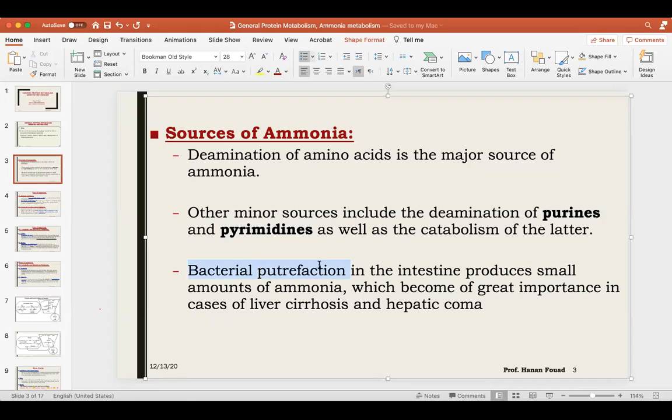Putrefaction by the bacteria of the large intestine acts on the proteins of our diet and liberates ammonia. This occurs when there is liver disease such as liver cirrhosis or hepatic coma. In any liver disease, the ammonia will increase in the blood because the bacteria in the intestine liberate ammonia from the protein. But the major source is deamination of amino acids. This is the main source of ammonia.